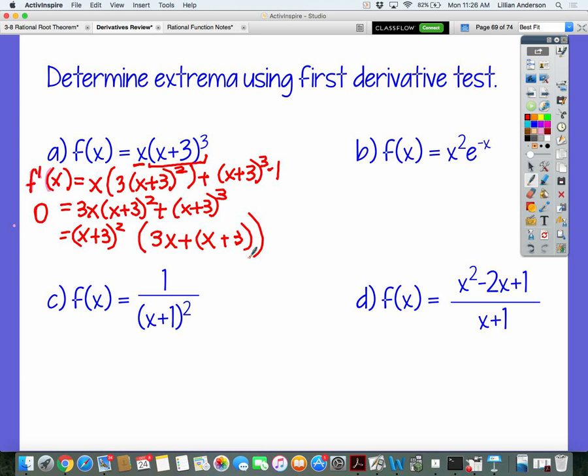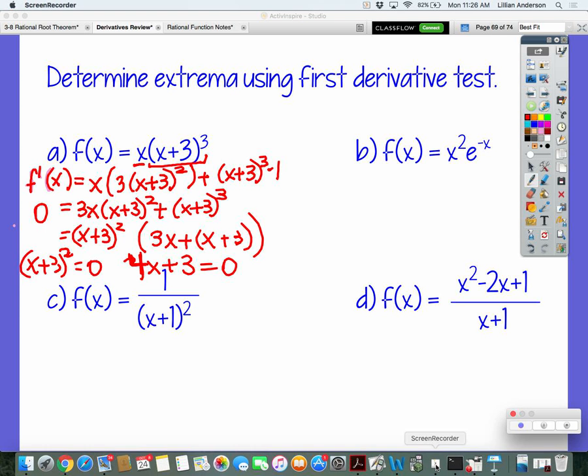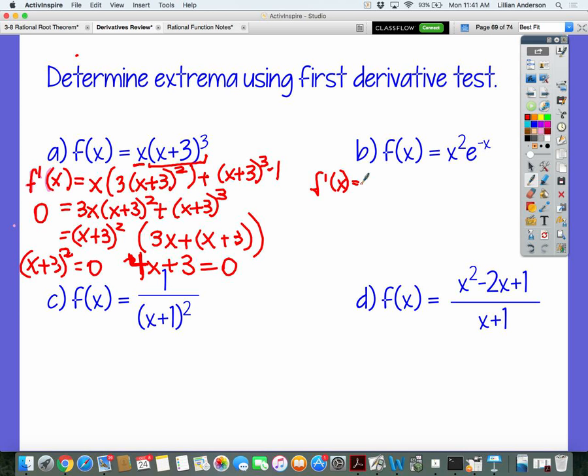Does everybody see that? So then, here are your two factors that you set equal to 0. x plus 3 squared equal to 0, and then basically a 4x plus 3 equals 0. So then you solve those out, and those are the ones that you put on your number line and test. Okay? So, I'm going to try this again. I'm going to give you 10 more minutes to get to the end, because the other one shouldn't be too bad. Okay, so what were your values for A?